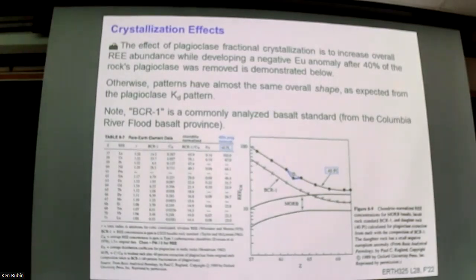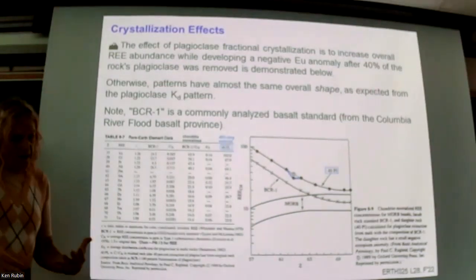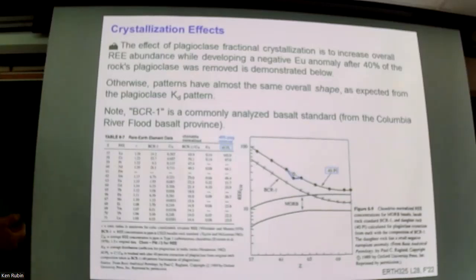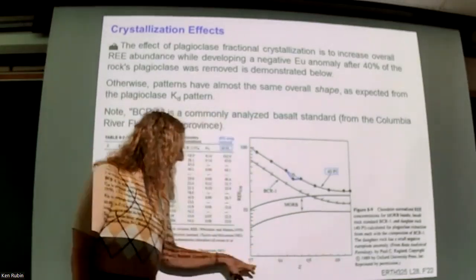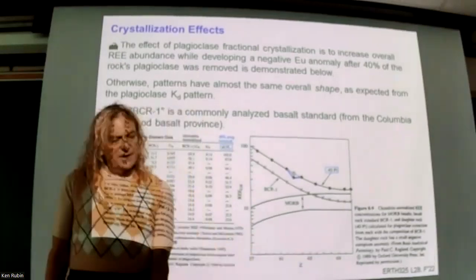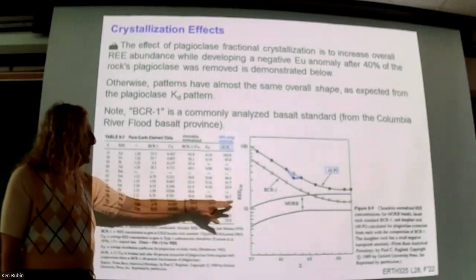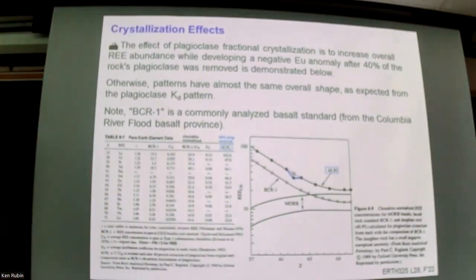So the next thing I want to look at is specifically the role of crystallization in the making of europium anomalies. And so I've got a couple of examples of rocks here. And these are the rare earth elements. Again, instead of their names being given, you're just seeing the atomic number there. And this is, again, the rare earth element concentration in the rock normalized to chondrites. And you see two things on this diagram.